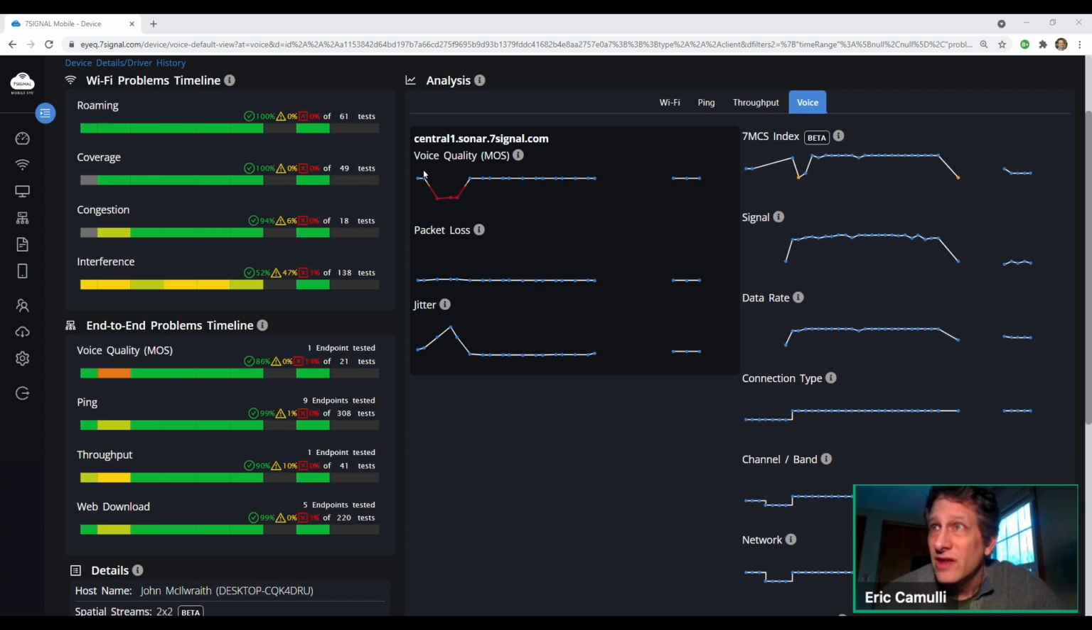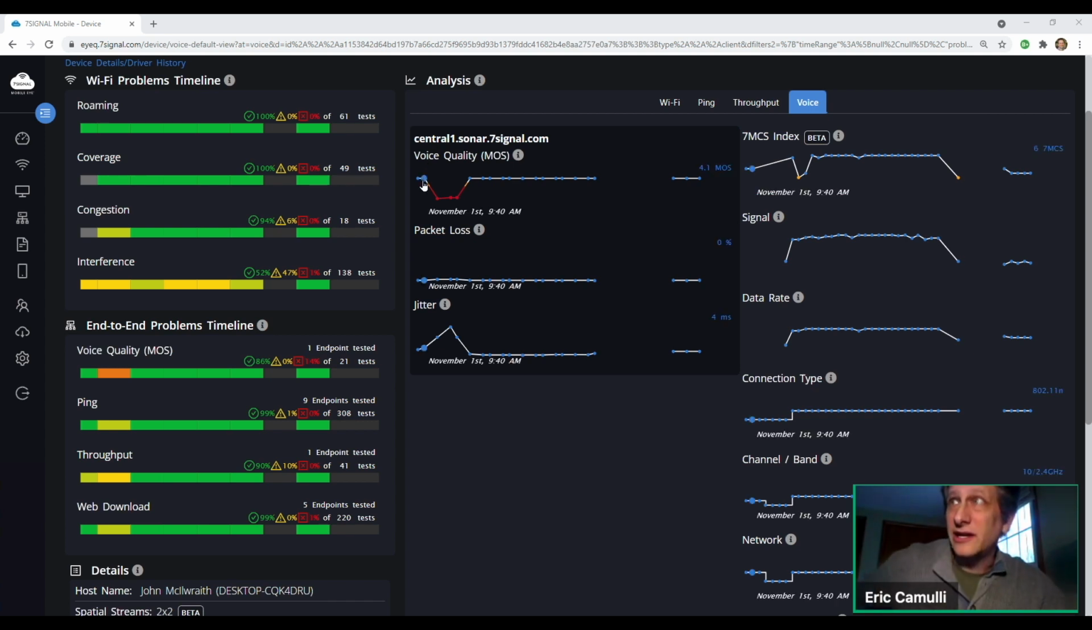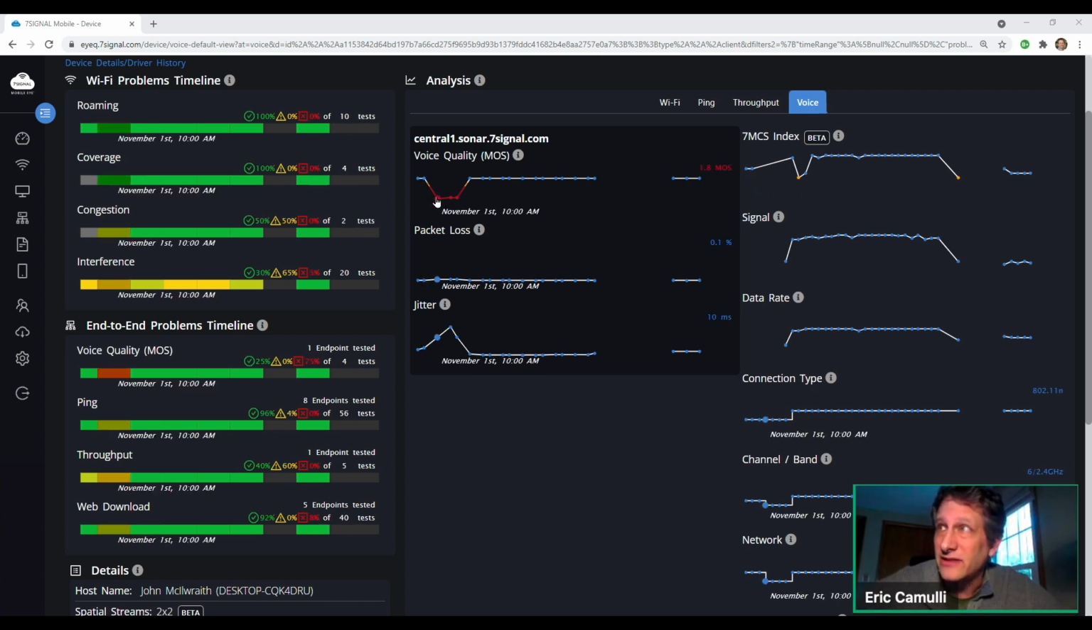As you can see here, the voice quality really took a nosedive at this time. We calculated a MOS score of 1.8, and the MOS score, which stands for mean opinion score, a metric that we use in order to characterize the quality of the voice conversation over Wi-Fi, is made up of these 2 factors or indicators that we're also calculating: packet loss and jitter.